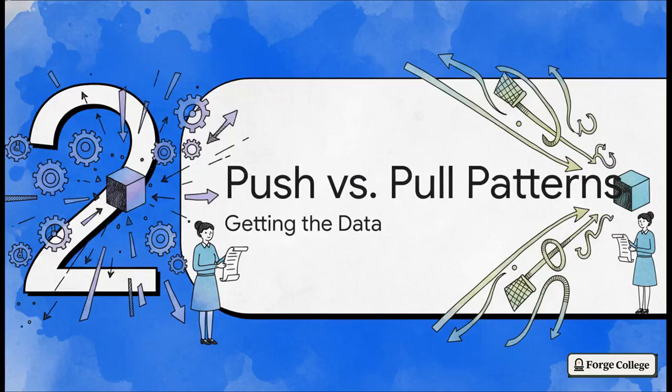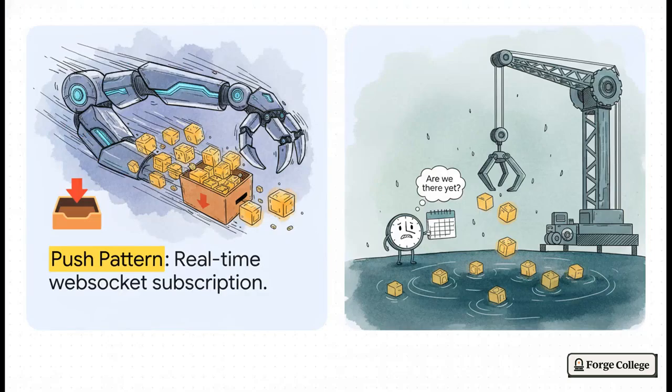Section 2. Push versus pull patterns. So how exactly does our hardworking secretary get this data from the blockchain? We basically have two main approaches here. Push is like someone eagerly shoving data into your hands the exact moment it's ready, using a WebSocket subscription to send logs in real time.